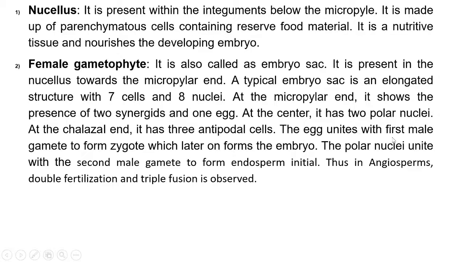The egg unites with the first male gamete to form the zygote, which later forms the embryo. The polar nuclei unite with the second male gamete to form endosperm, and that's why the endosperm is triploid in angiosperms. That phenomenon is called double fertilization, and triple fusion is observed.